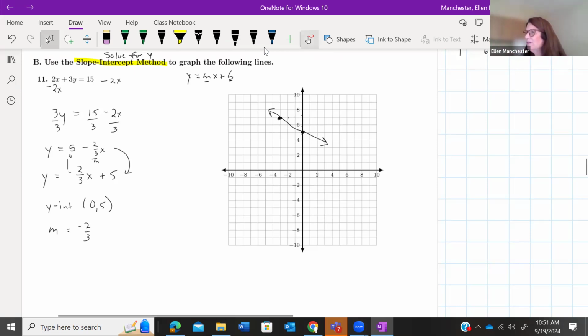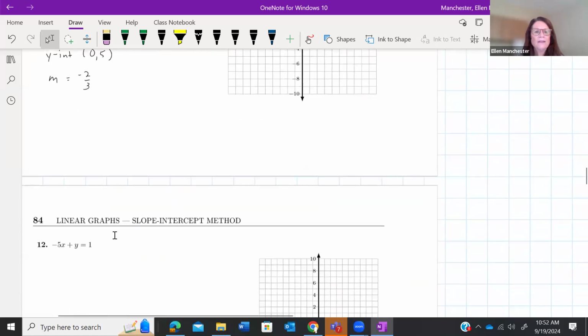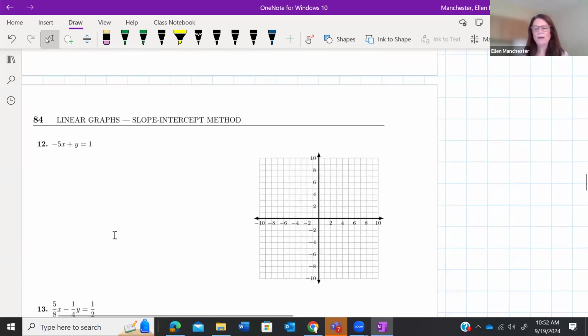All right, any questions? So first step, solve for y. Next, identify your y-intercept and plot it. And then from that point, identify your slope and rise and then run. Okay? All right, next one. Here we go. Number 12. Go ahead and try it.